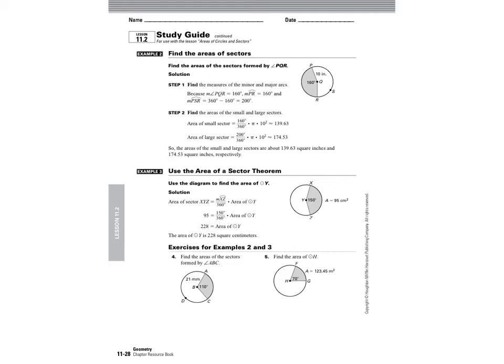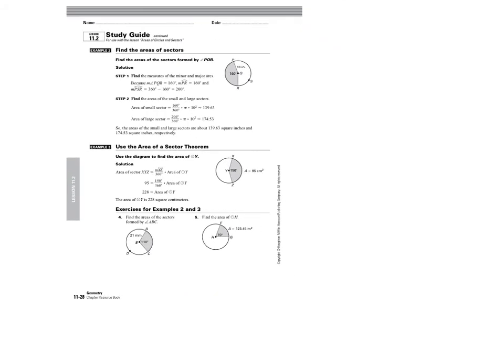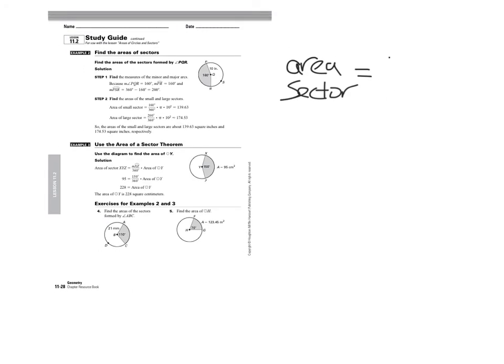Okay, so for this one, it looks like the same formula we saw in 11.1, where we did the length of the sector. Now it's going to be the area of the sector, which is equal to, again, the measure of the arc. So this part is the same, over 360. But what's different is what we multiply it by. In lesson 1, we used the circumference formula. When we're doing area of a sector, we're using the area formula.